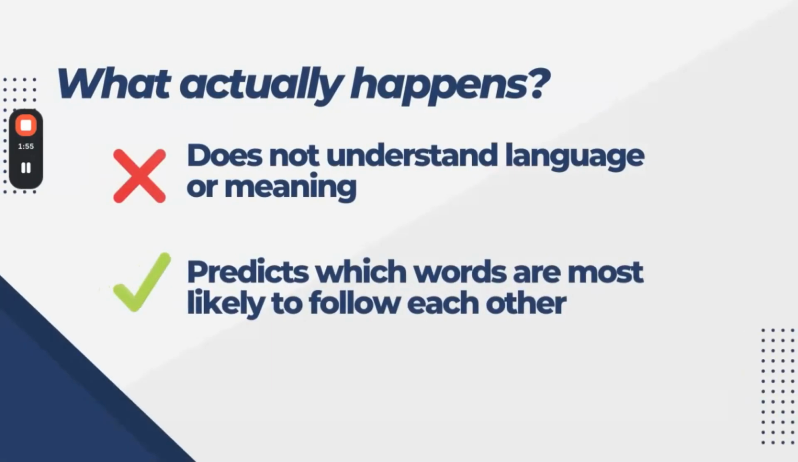So what actually happens? The AI tool does not understand the language or meaning. It has never seen a poem or experienced the weather. What it does is recognize which words are most likely to appear together in this context, based on patterns it learned during the training. This is why these tools can also produce text that sounds confident, but is incorrect.